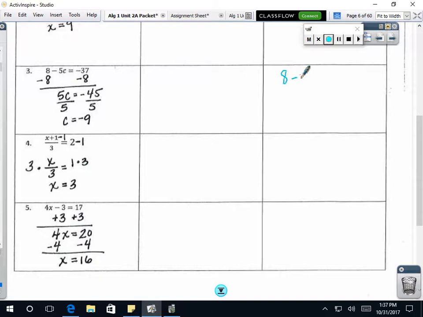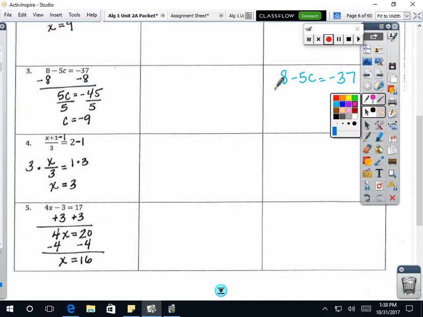8 minus 5c equals negative 37. Okay, if you were working this problem, what would you do first? Correct. And isn't that what he did? Okay, so that's okay so far. And then after you subtracted 8 on both sides, what would you do? We're doing the odds together. Okay, those would cancel. And then what would you write?